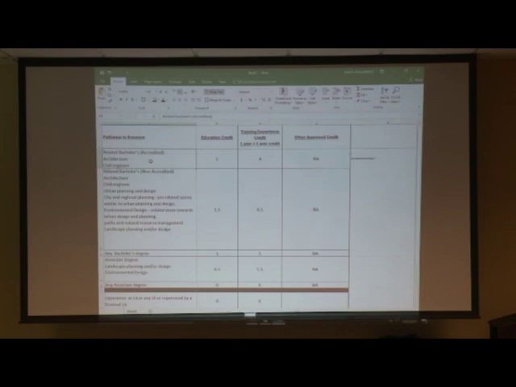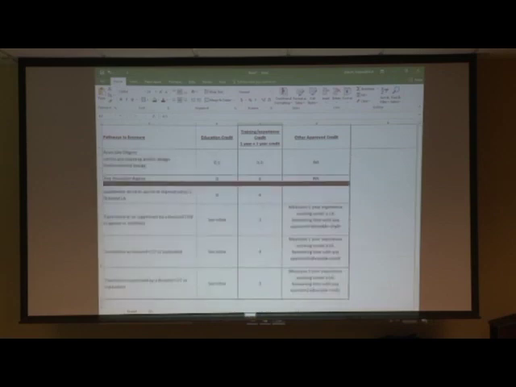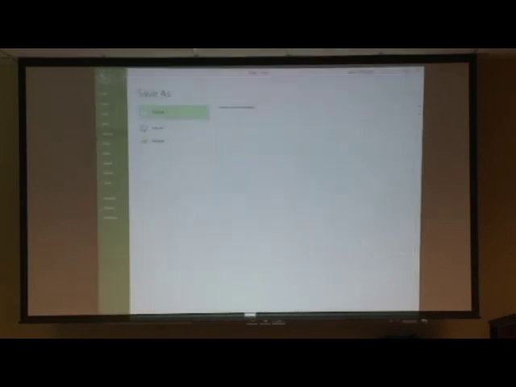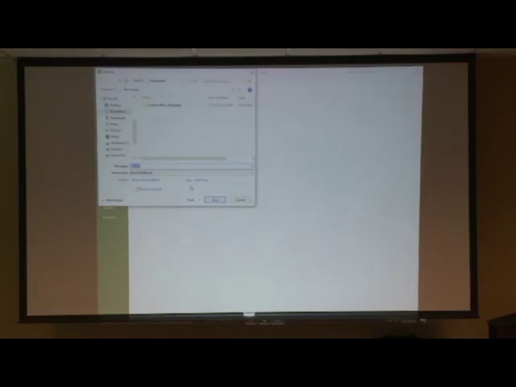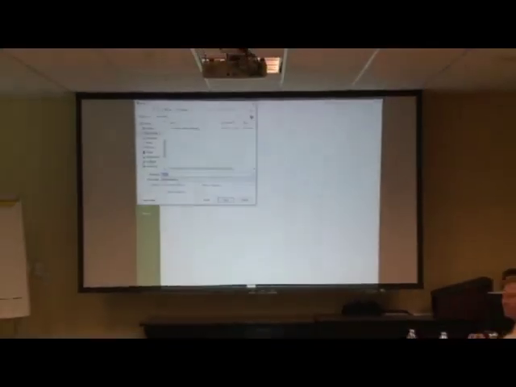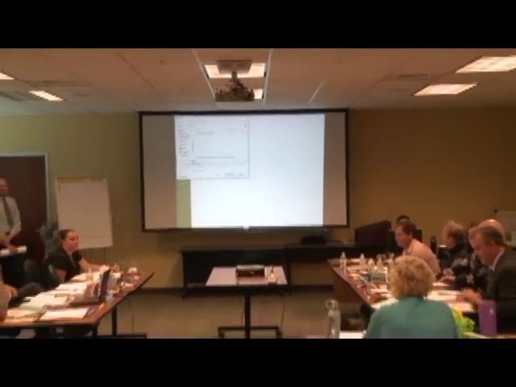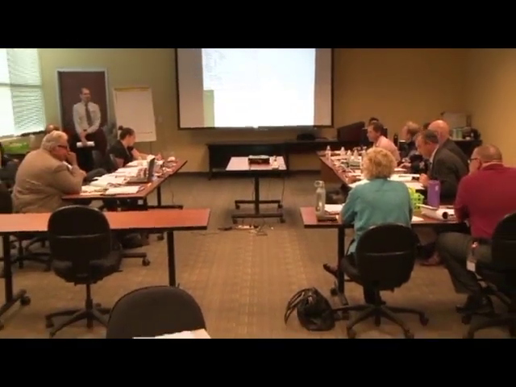Well, I make the motion to accept what's on, and that's for the education and experience credits as presented. Correct. Okay, we have a motion. It's been moved and seconded. Any further discussion from the subcommittee about this topic?